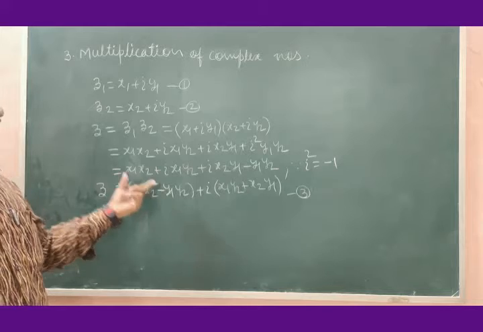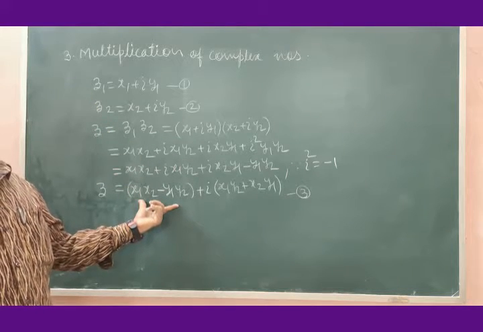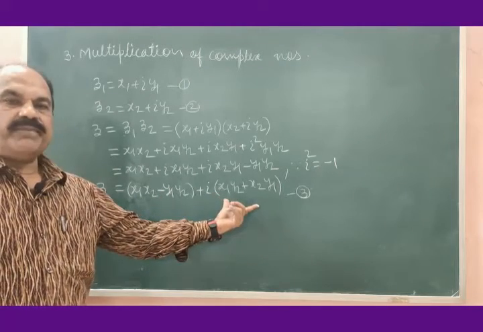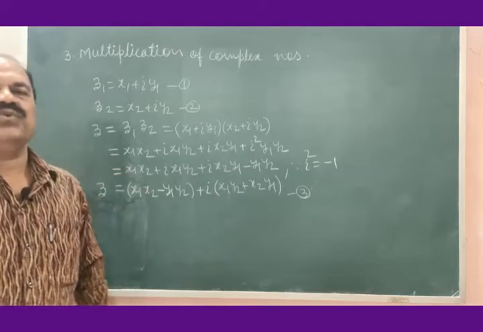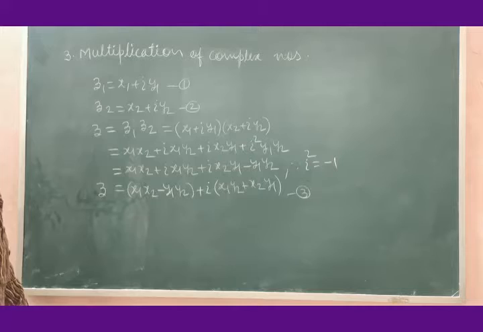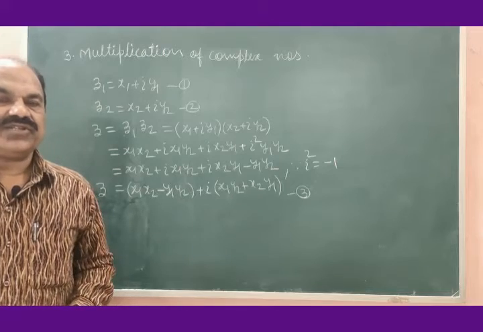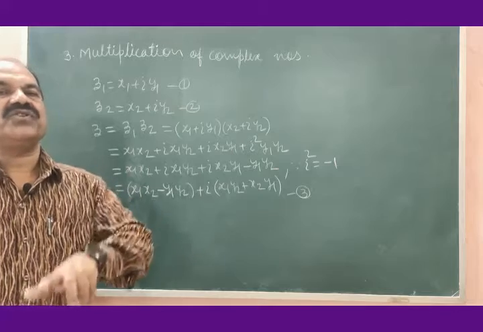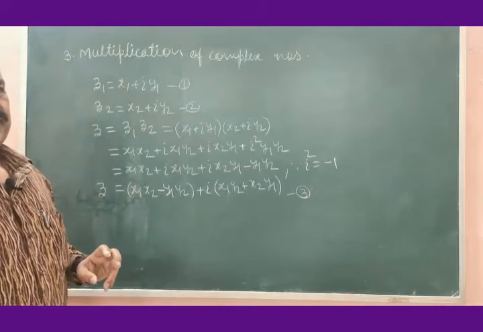The real part of the product of these two complex numbers is x1 x2 minus y1 y2, plus I into the imaginary part, which is x1 y2 plus x2 y1. This is the procedure to get the product or multiplication of two complex numbers.